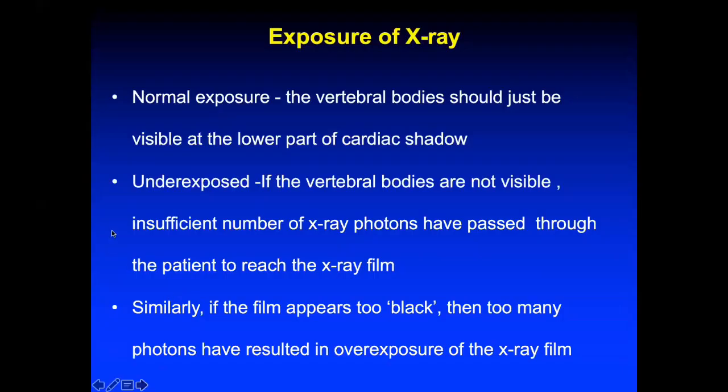Then would be the exposure. Again, the last technical quality is that you should always evaluate for the exposure. So how do you say the X-ray is normally exposed? The normal exposure is that the vertebral body should just be visible at the lower end of the cardiac shadow. That is, within the cardiac heart shadow, the vertebral body should just barely be visible.